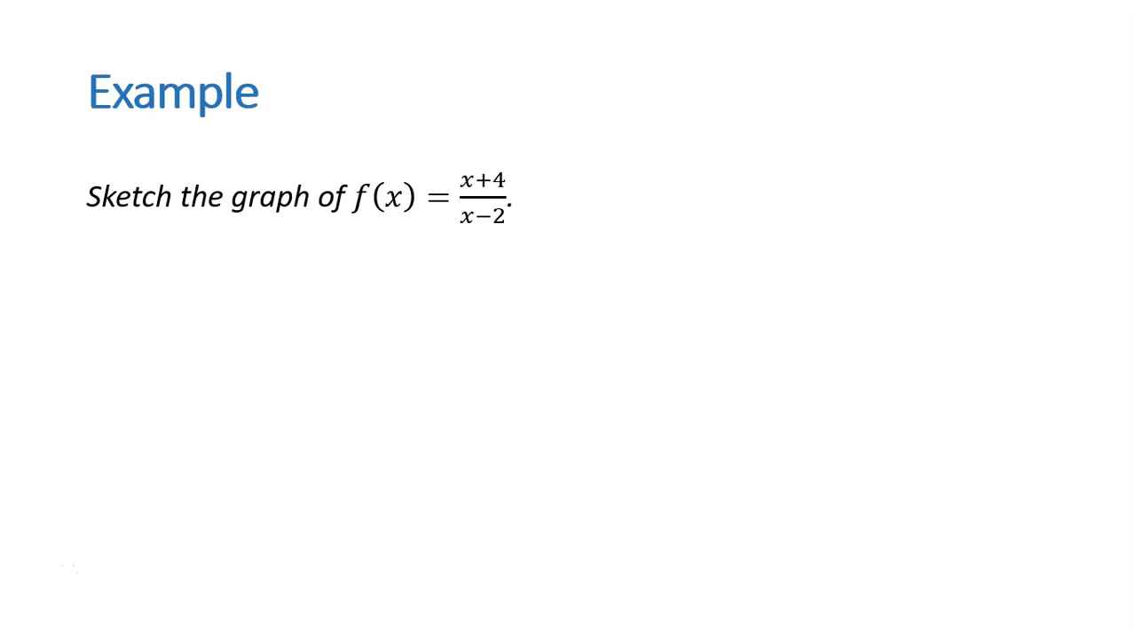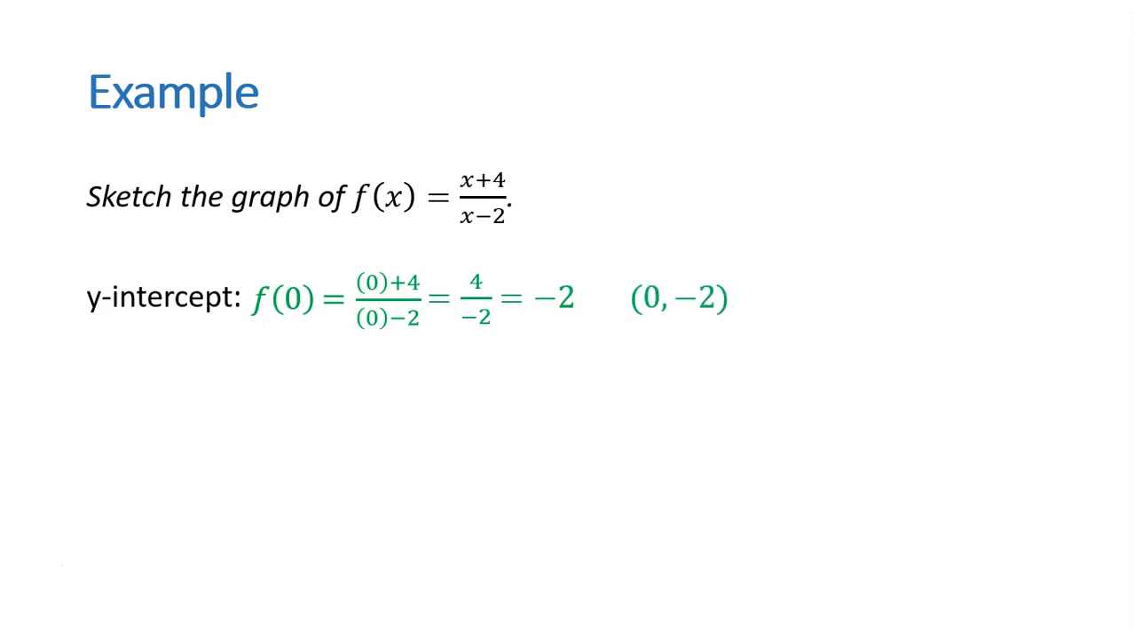So our first function is f of x is equal to x plus 4 divided by x minus 2. This is the function we want to graph. So the first thing we want to do is find our y-intercept if there is one. This is found by plugging in a 0 in place of x, so evaluating f of 0. So I plug in a 0 to each of my x's, one in the numerator, one in the denominator. This simplifies down to negative 2. So my y-intercept is going to be the point (0, -2).